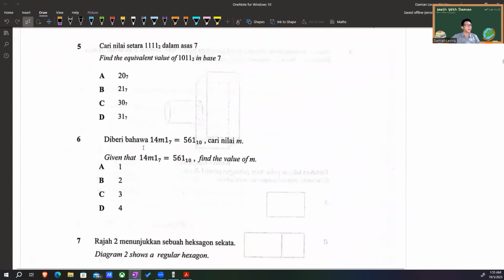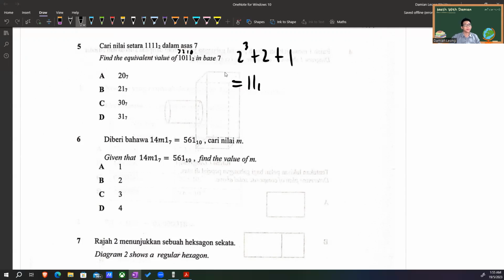Question 5. Find the equivalent value of 1011 base 2 in base 7. So convert from base 2 to base 7. I need to convert first to base 10. Power 0, 1, 2, 3. So 1 times 2 to the power 3. 0 I skip. 1 times 2 to the power 1 plus 2 to the power 0, which is 1. That is how we convert to base 10.